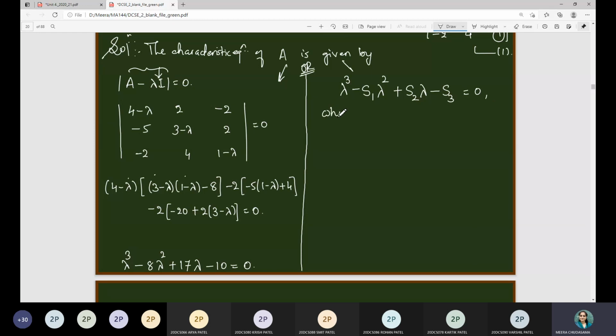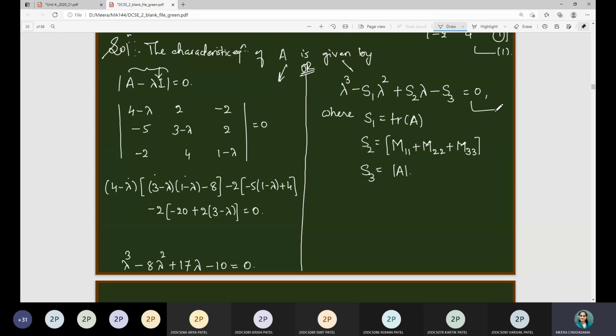So what are these S1, S2 and S3? S1 we can compute, which is the same as the trace of A. S2 in this 3 cross 3 case is the sum of the minors of the diagonal elements, that is M11 plus M22 plus M33, and S3 is the same as the determinant of A. So let us see this one by one.